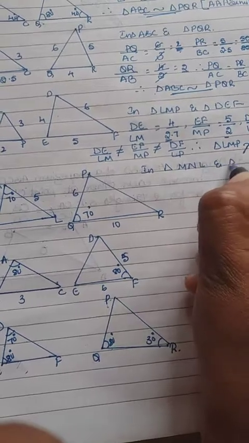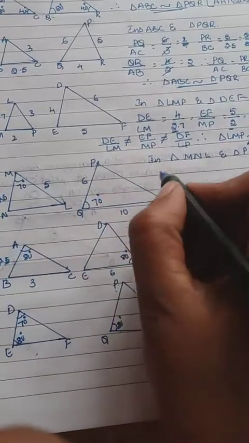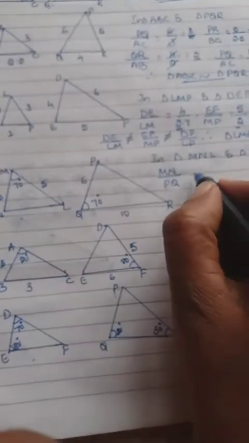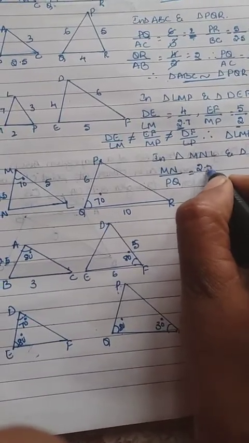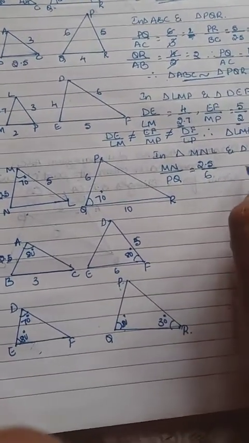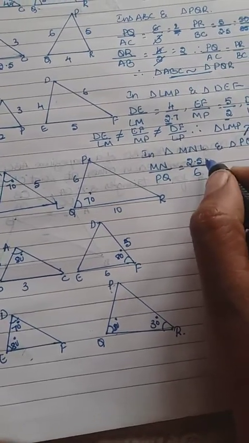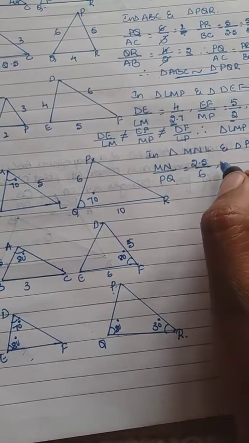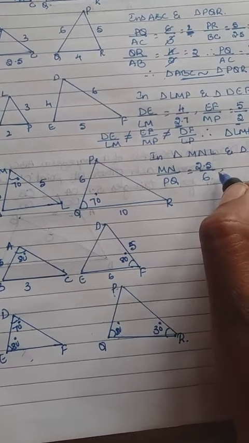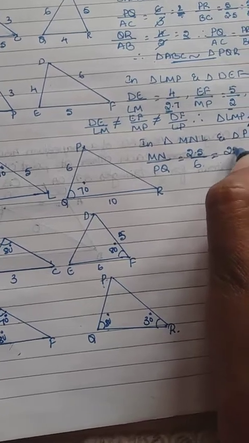Take that. In triangle MNL and triangle PQR, here also it is the same: MN divided by PQ. MN is how much? 2.5 divided by PQ, which is 6, right? Is that equal to, let us see, 250 divided by 6? 250 by 6 is not possible, so keep it as it is, or it becomes 25 divided by 60.